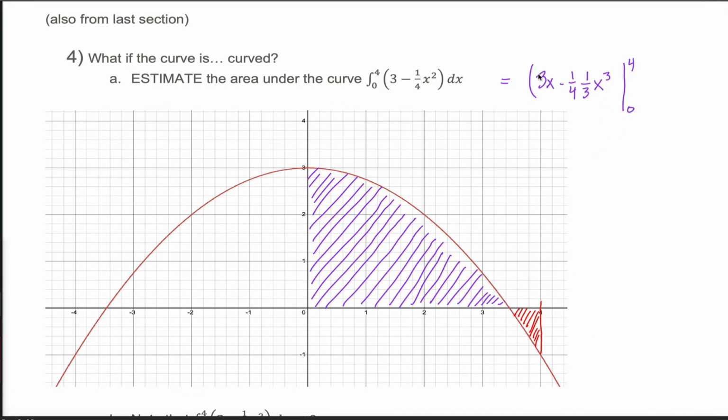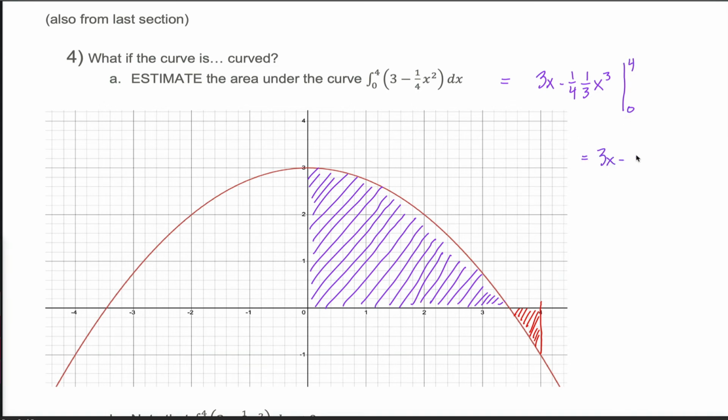Some people even put one parenthesis on and use this vertical line as the closing parenthesis. I don't care how you write it. I don't care if you put the parentheses in at all, but you might want to get comfortable with this notation so that you can put this equal sign here. Before I evaluate this at 4 and 0, I'd probably clean this up a little bit.